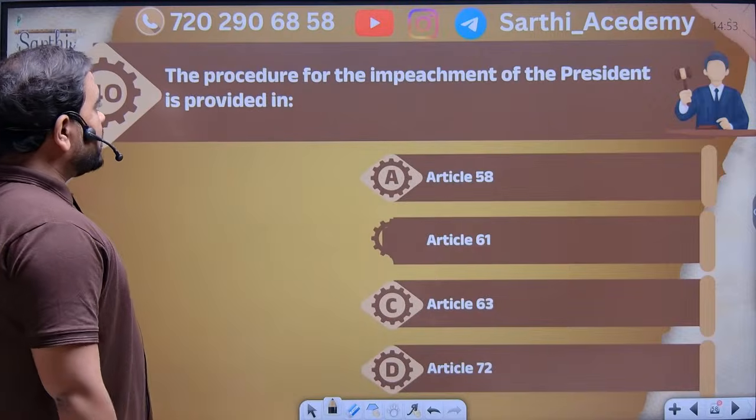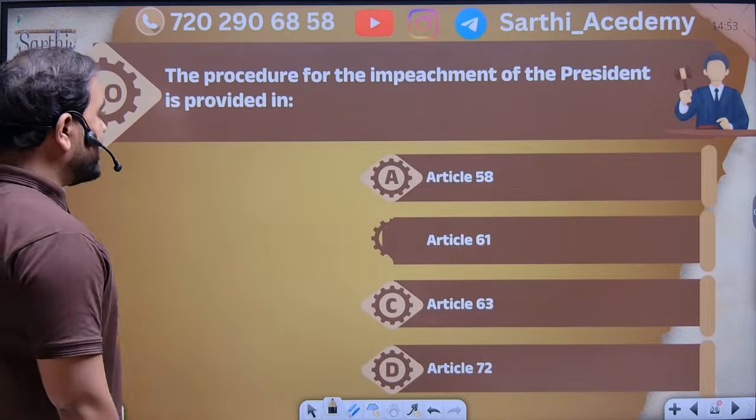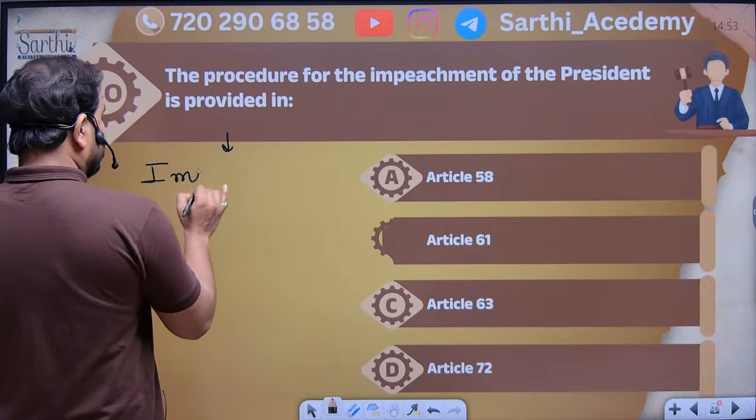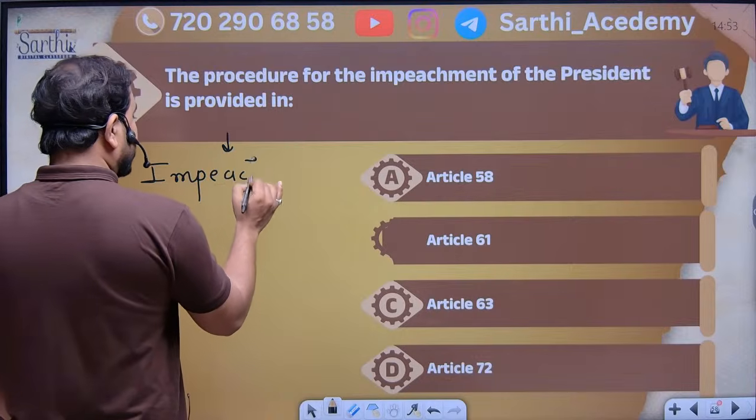The procedure for the impeachment of the president is provided in which article? Impeachment, and the meaning of impeachment is removal from office.